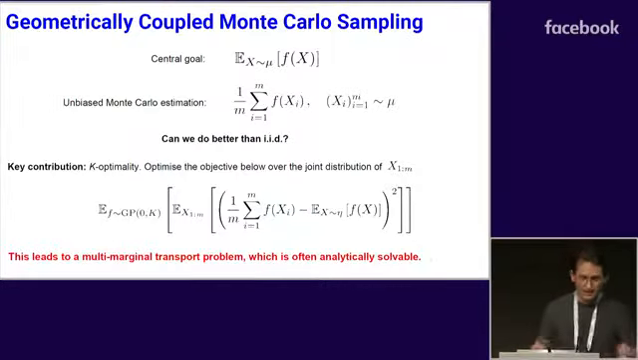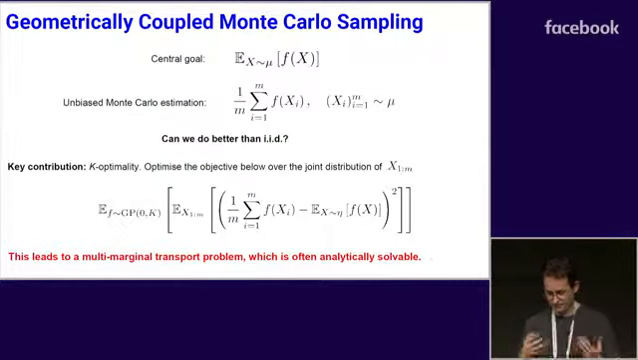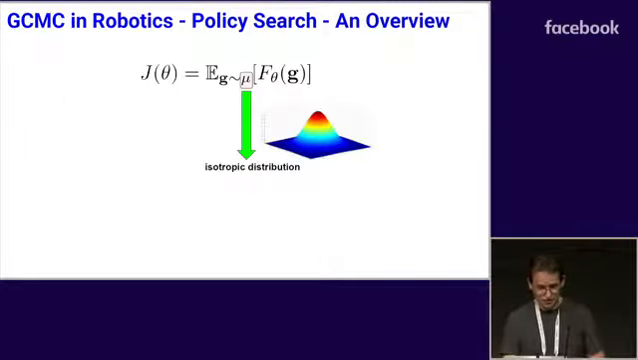From the mathematical point of view, what we want to do is to estimate expectations of functions of certain random variables by finding optimal joint distributions of samples. And we prove in the paper that those optimal joint distributions can be obtained by solving a multi-marginal transport problem, often analytically tractable. There are lots of applications of the method, but whenever you use Monte Carlo methods, you can apply it whenever you are interested in estimating quantities of the following form.